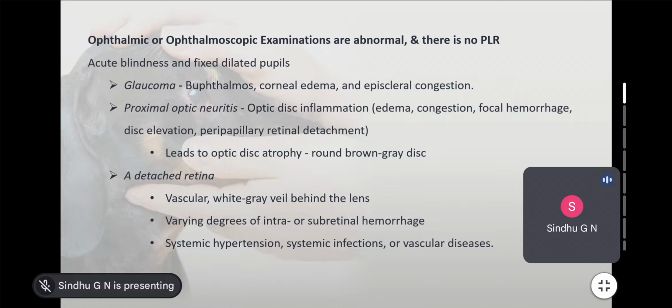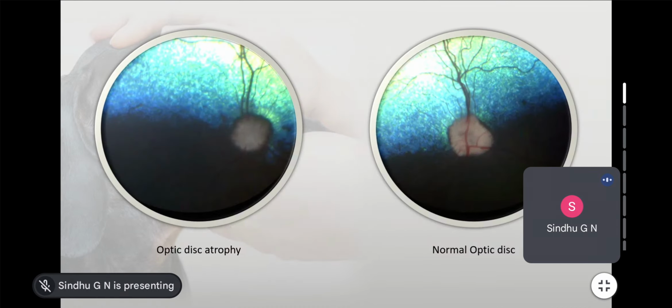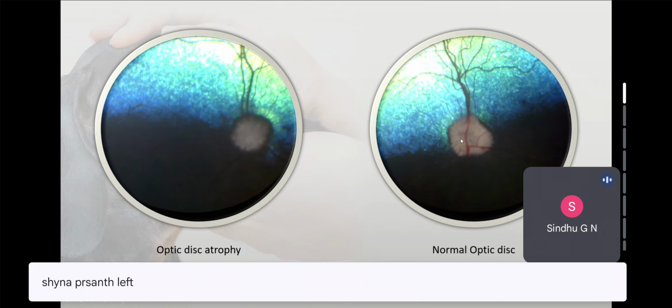So in this picture, this one is an optic disc atrophy. There is no blood vessel, you can see, and it is a gray-colored disc. And this one is a normal optic disc. You can see all the blood vessels, and it is more pinkish in color.